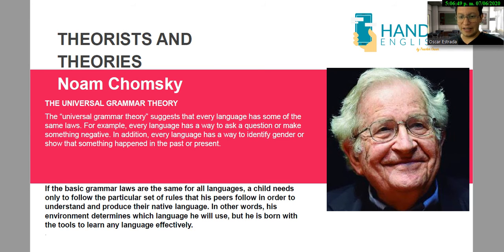Okay, so it says here, if the basic grammar laws are the same for all languages, which is one of the main bullet points of universal grammar theories, that all languages share the same basis, then a child needs only to follow the particular set of rules of that language, and then he will naturally start developing the proper grammar of the language. So this is what Noam Chomsky said on his universal grammar theory.